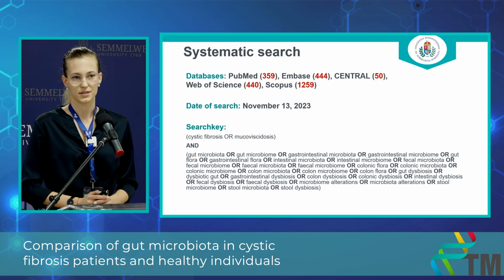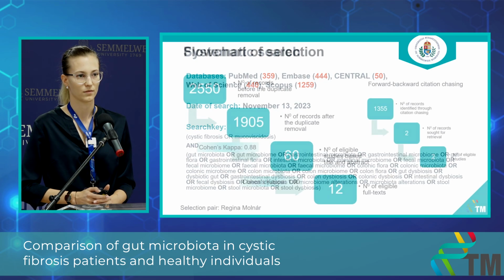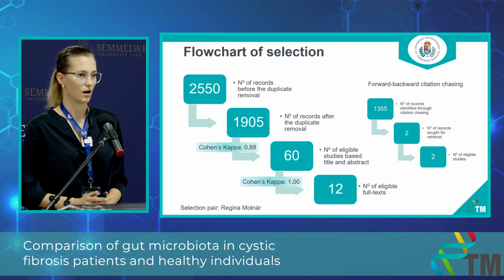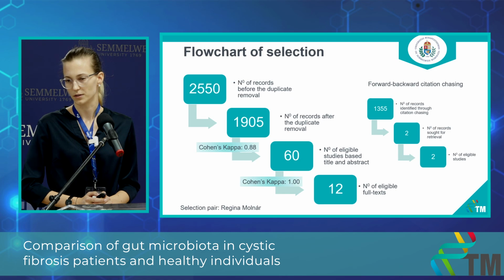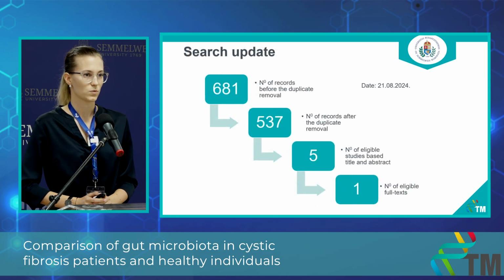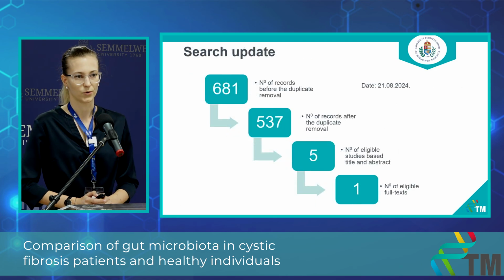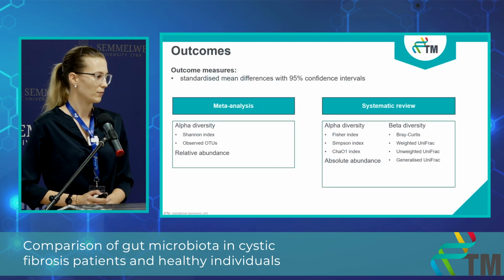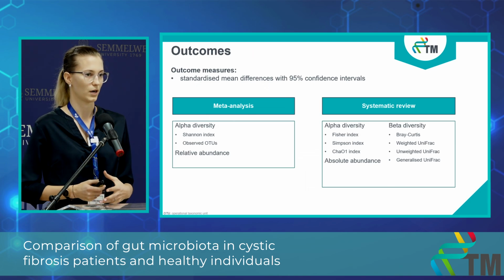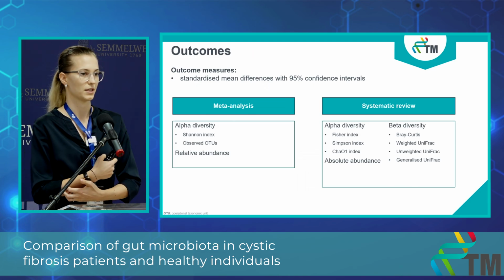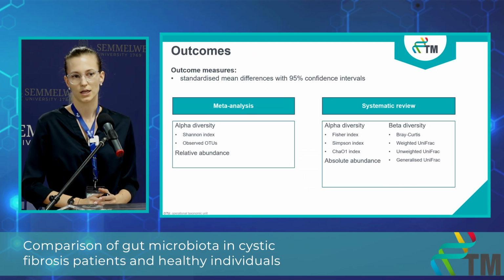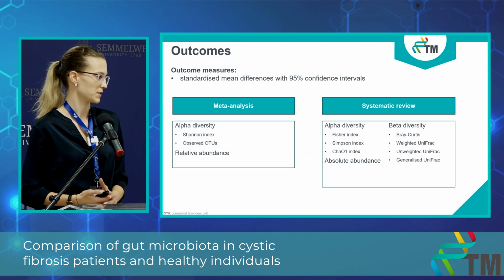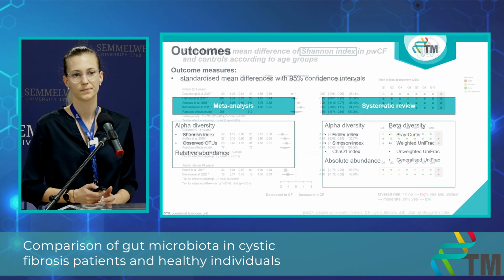We have conducted our systematic search in 5 databases and ended up with 12 articles after the search and 2 additional articles after citation chasing. Last week, I updated the search and found 1 eligible article to add to our pool. We could pool our results for 2 alpha diversity indexes and relative abundance, and we could only include beta diversity, absolute abundance, and some alpha diversity indexes into the systematic review part.